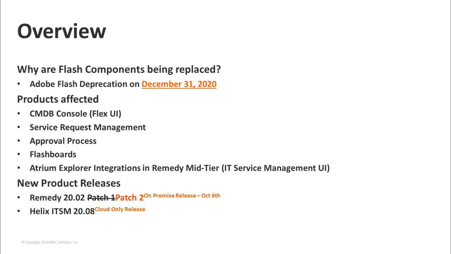The Remedy product areas which have previously made use of the Flash Player are the new CMDB console, introduced in 9.104, the SRM Process Designer and Visualizer, Approval Process Visualizer, Flashboards, and the HM Explorer integrations within mid-tier. The final Flash capability replacements to address the Adobe Flash removal will be provided in a platform-only 2002 Patch 2 release, or in the cloud release of 2008.